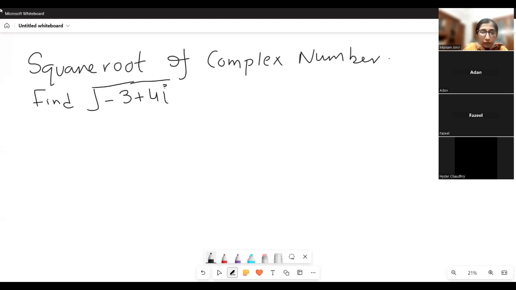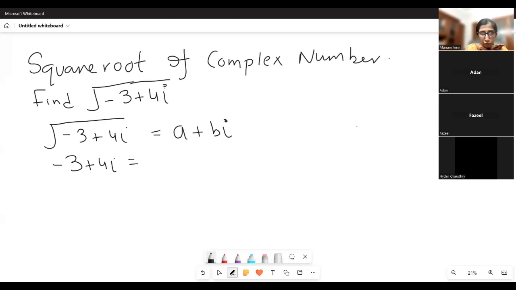All right. So that square root of -3 plus 4 iota will also be some complex value. So I'm going to write it as a plus b iota. Right? Square root of -3 plus 4 iota is some complex value. Now I will square both the sides. So -3 plus 4 iota will be equal to a plus b iota whole square.